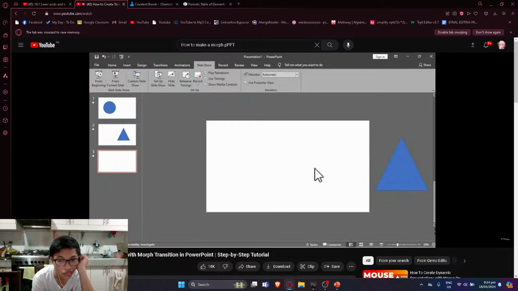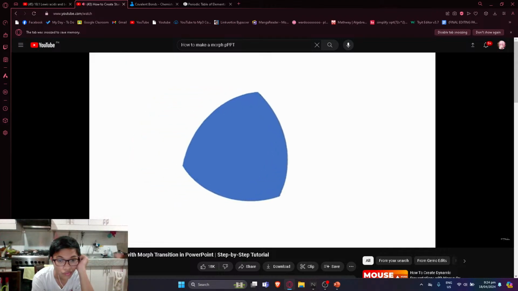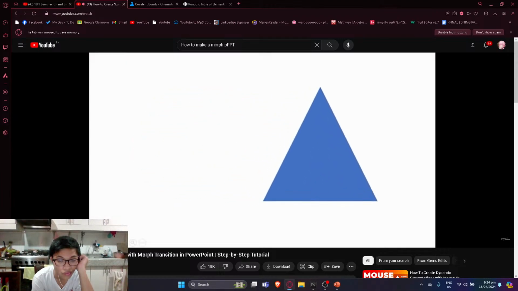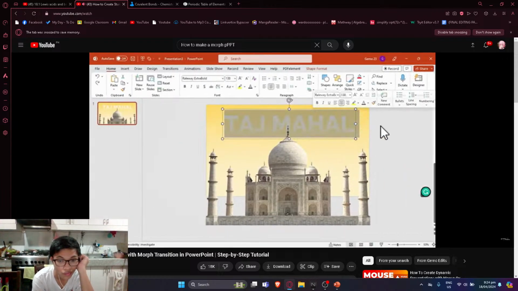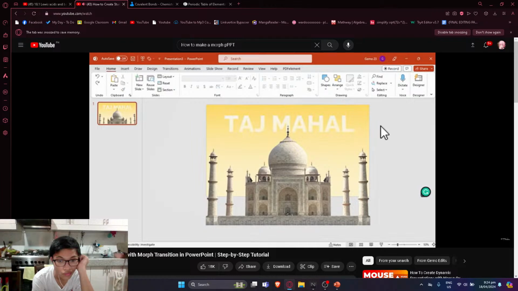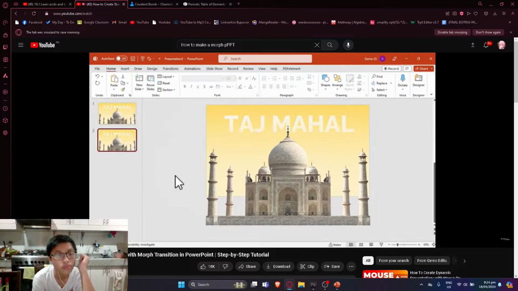So that is how the morph transition actually works in Microsoft PowerPoint. Now let's attempt to design an actual presentation with morph transition. I currently have a transparent picture of the Taj Mahal and a title text. To initiate the morph transition, we begin by duplicating the slide.